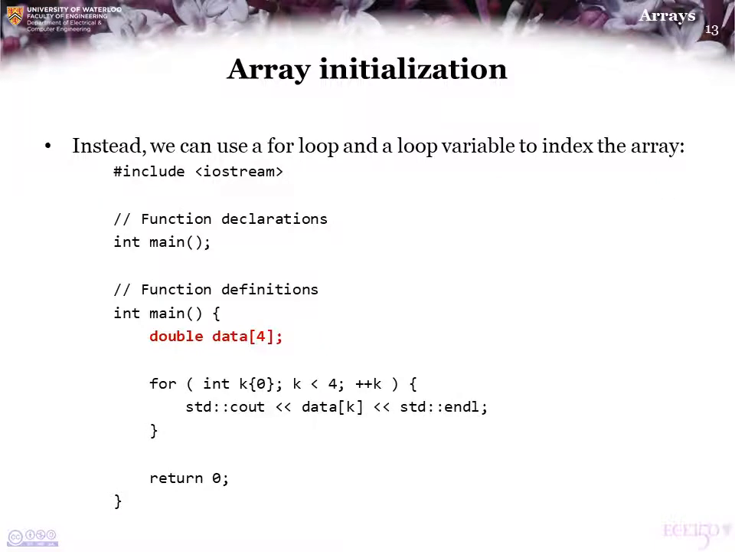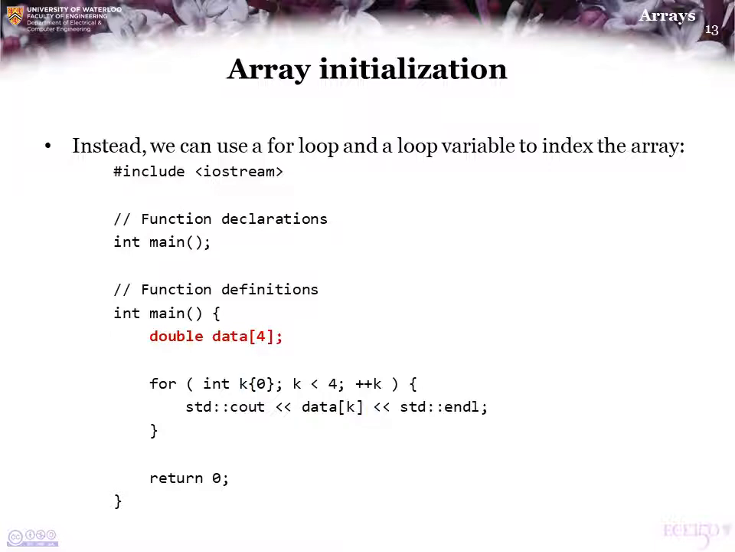Now, instead of explicitly using literals to access the 4 entries of the array, we can instead use a local variable of type int. So here we have a loop variable k, and as we can see, this loop variable takes on the values 0, 1, 2, and 3. Each time the loop body is run, we access entry k in the array.